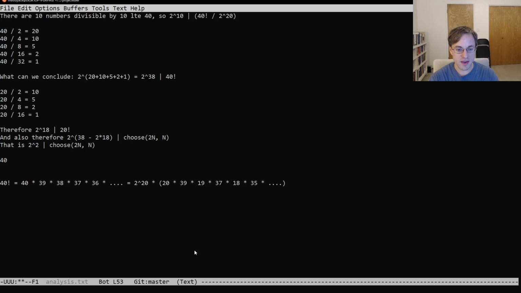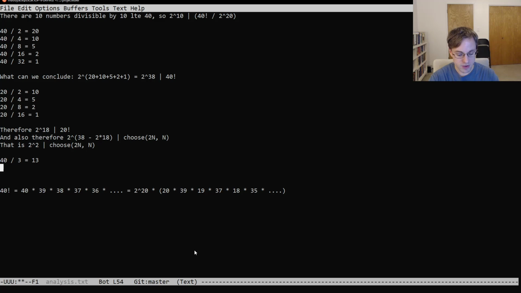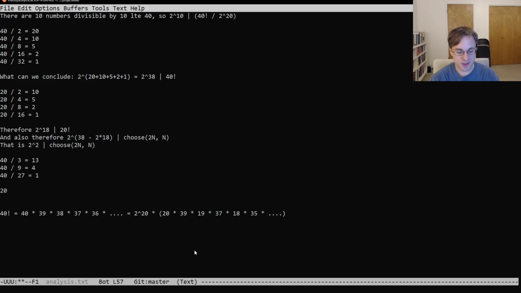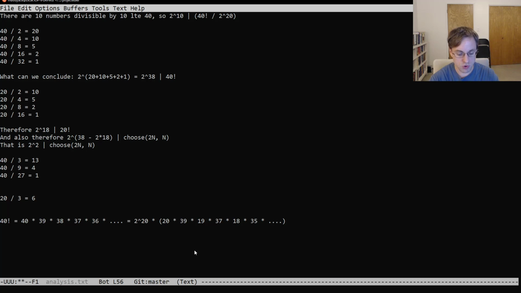Okay, so we're going to say 40 divided by 3 is going to give us 13. 40 divided by 9 is going to give us 4. 40 divided by 27 is going to give us 1. You can see already this is picking up pace. So we'll say 20 divided by 3 is equal to 6. Actually, let's just state our conclusion real quick here. So this means that 3 to the 18th divides 40 factorial.